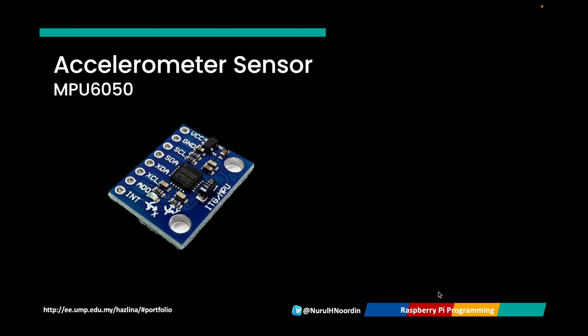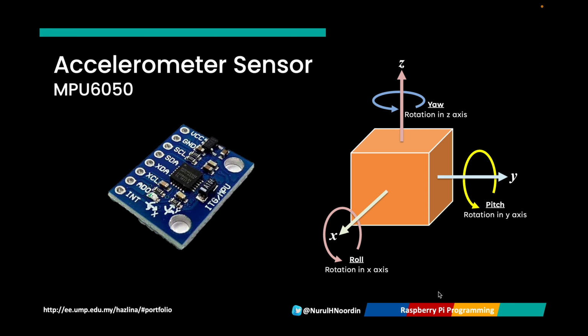Additionally, accelerometers are often used in combination with gyroscopes to measure angular motion, enabling the calculation of yaw, pitch, and roll. Yaw refers to rotation around the Z-axis, left or right turning motion. Pitch refers to rotation around the Y-axis, tilting up or down. And roll refers to the rotation around the X-axis, tilting sideways.